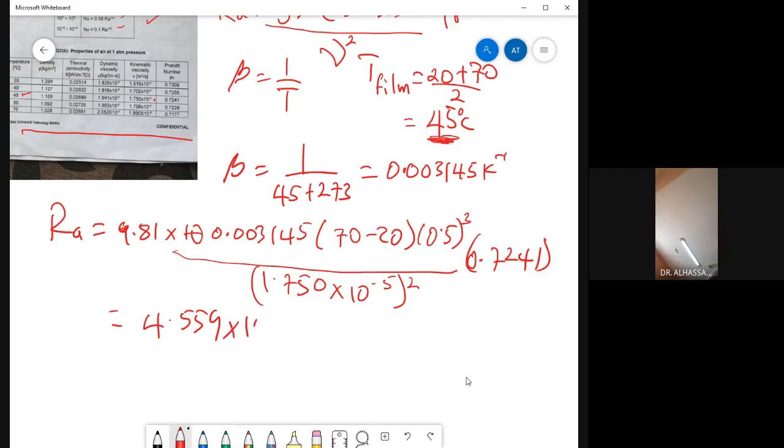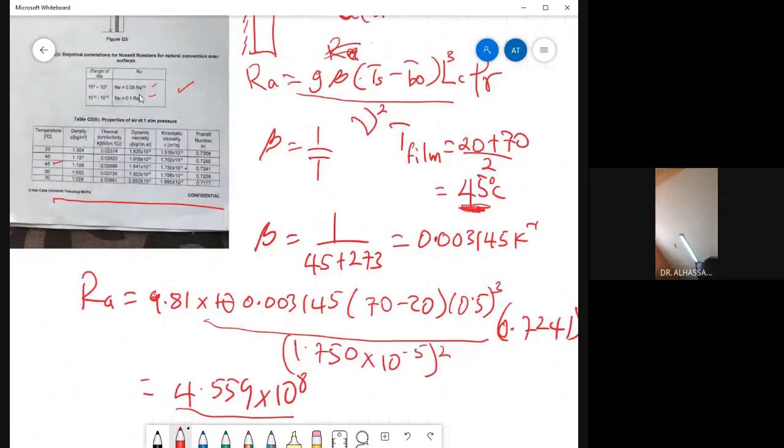If you calculate this carefully, we'll have 4.559 times 10 raised to the power 8. So now, with this Rayleigh number, we will go to the table. We have 4.5 times 10 raised to the power 8. If you check carefully, we have over here 10 raised to the power 4, and then 10 raised to the power 9. So the first equation is going to be the appropriate one to use: 0.59 times the Rayleigh number to the 1/4.